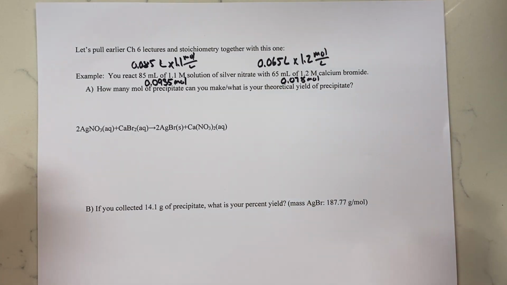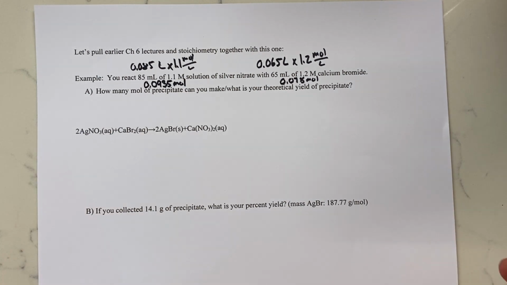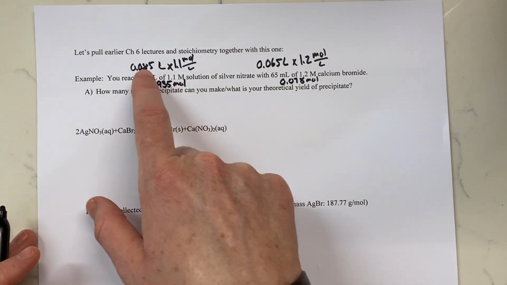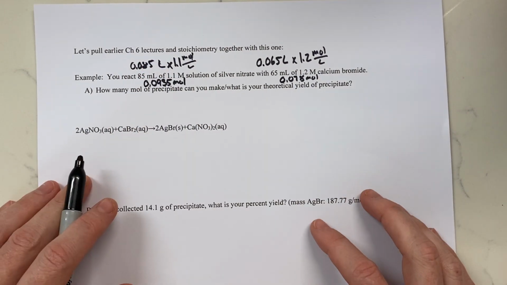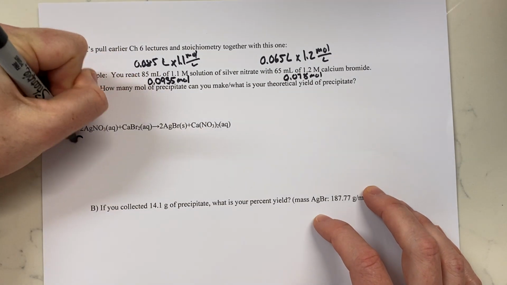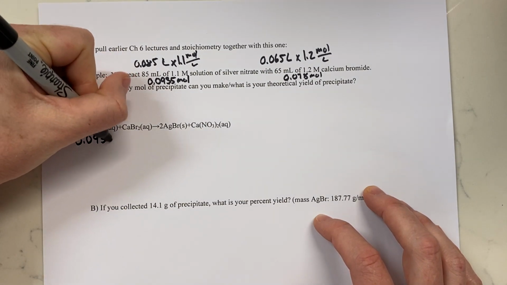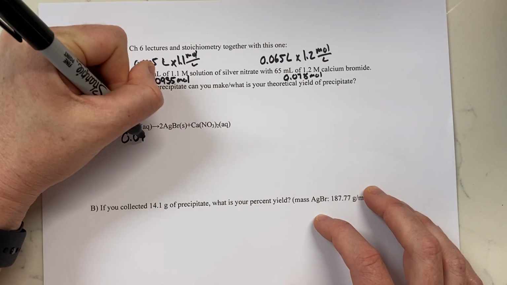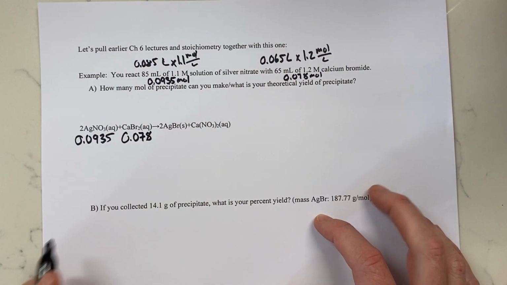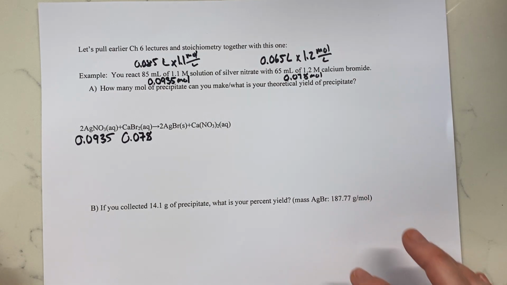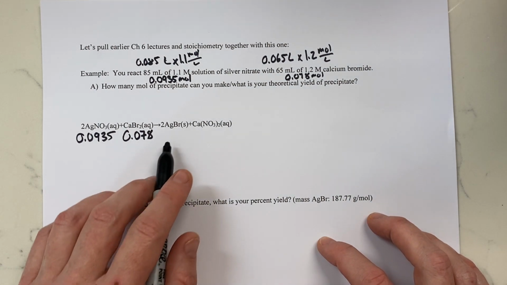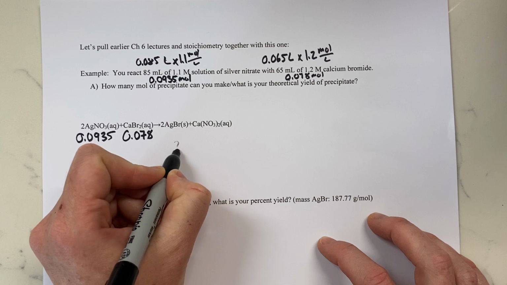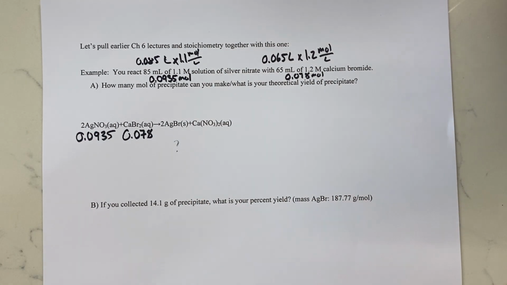All right, this is no different than what we've already done, with the exception of at first we had liters and mole per liter, so we multiplied them together. Now we've got moles. Let's go ahead and write each one down here. We got 0.0935 mole of silver nitrate. We got 0.078 mole of calcium bromide. It says how many mole of precipitate? Precipitate would be the solid over here. It's asking about this one. Can you make, or what's your theoretical yield?